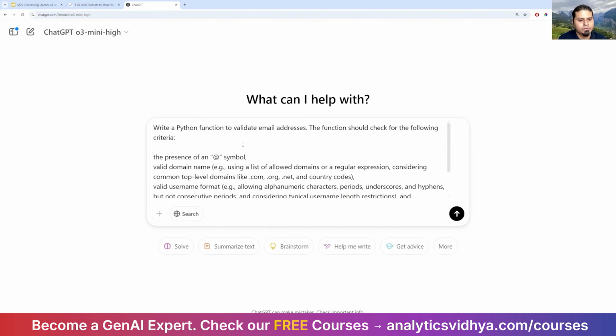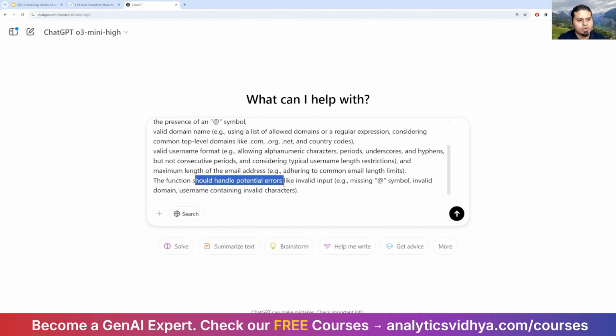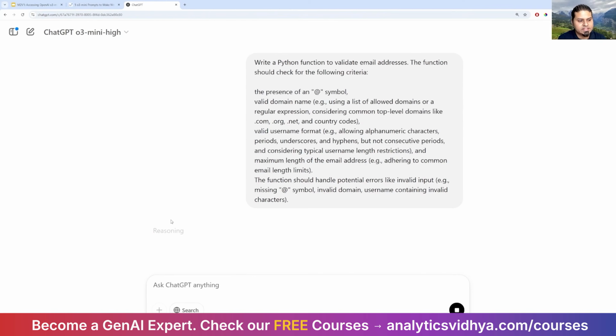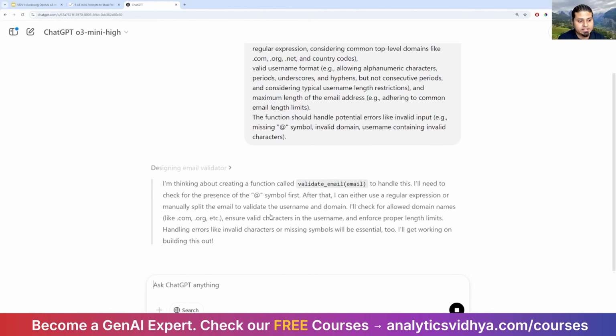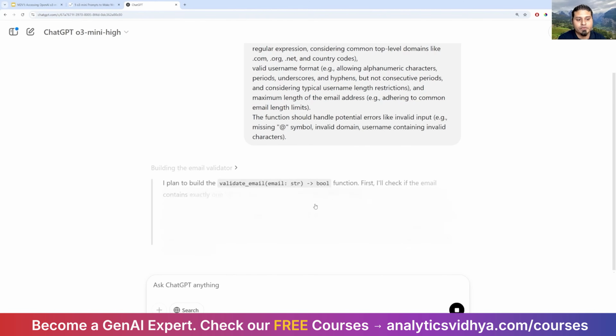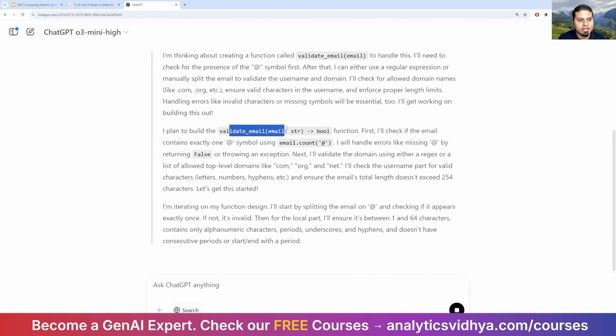Then I put in the prompt: write a Python function to validate email addresses. The function should check for the following criteria: the presence of an @ symbol, valid domain name, valid username format, and the function should also handle potential errors. Now you can see it is reasoning, and then it is designing the email validator, and you can see the thinking steps also. It is thinking about creating a function called validate_email, and then it's checking for the presence of the @ symbol. Then it thinks that it can either use a regular expression or manually split the email to validate the username and the domain. And then it's starting to build the function.